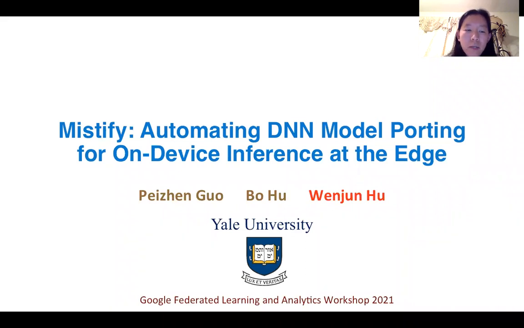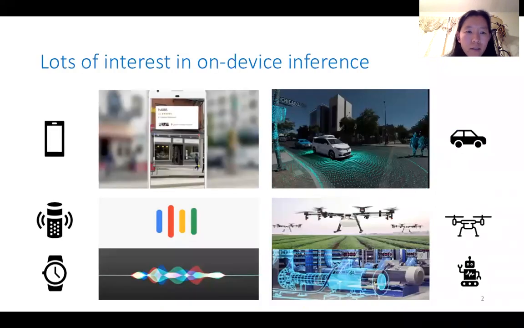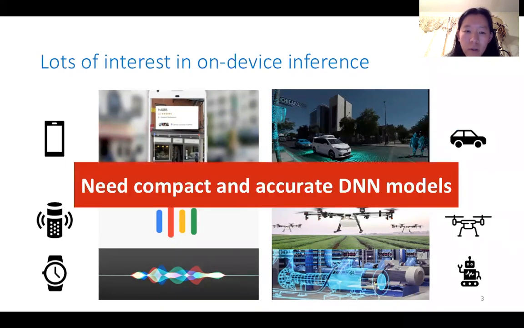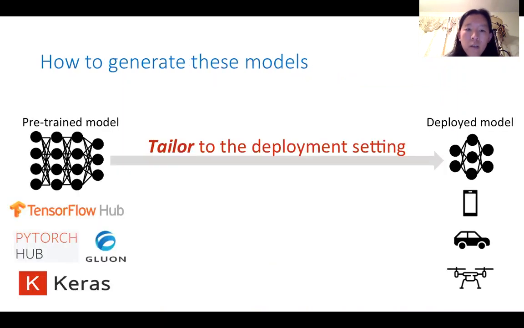I'd like to talk about Mistify today, a recent work we published at NSDI this year. These days, there are many smart devices around us, collecting or generating lots of data. Increasingly, there's lots of interest in running on-device inference over these data to generate insights. Now, given these devices tend to be very small and resource constrained, we want compact but still accurate models for those devices. So, where to get these models from?